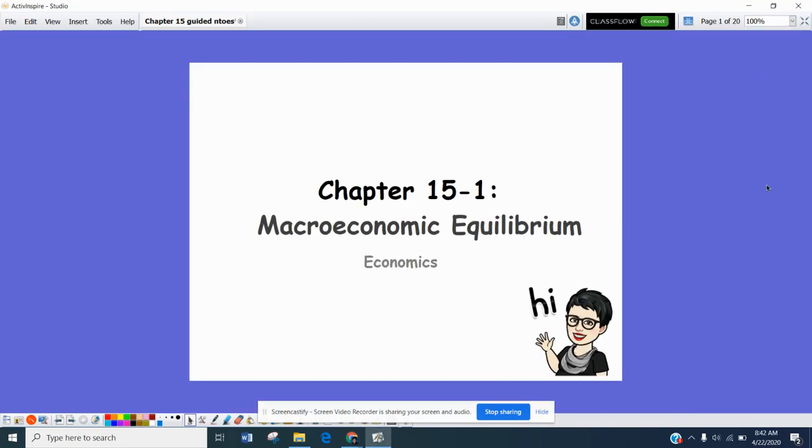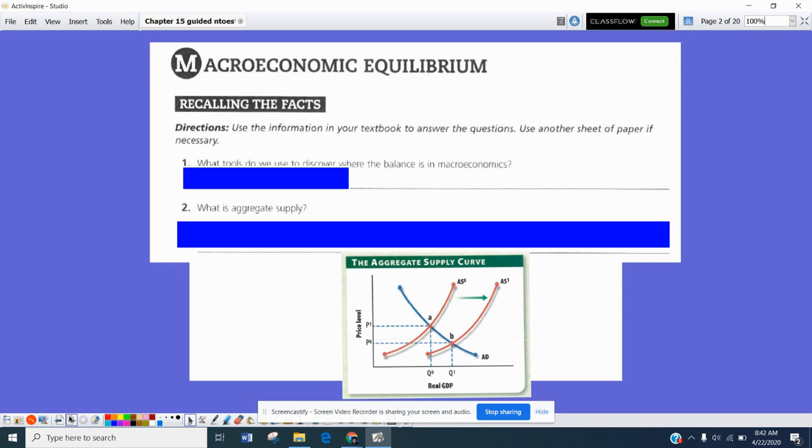Politsky, and I have your notes for Chapter 15, Section 1, Macroeconomic Equilibrium. And we're going to go ahead and talk a little bit about some things from the past. We're going to talk about supply and demand, as crazy as that might seem. We're going to talk about it from a macroeconomic point of view. So, what tools do we use to discover where the balance is in macroeconomics?